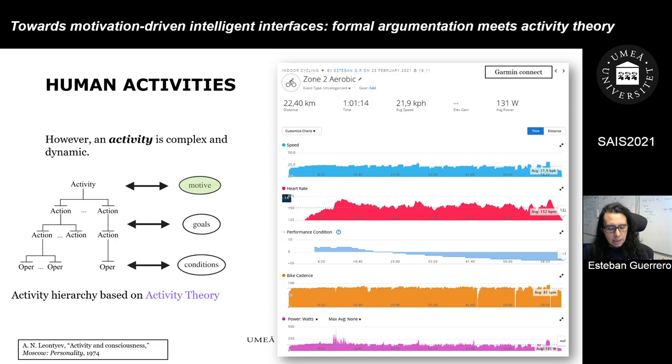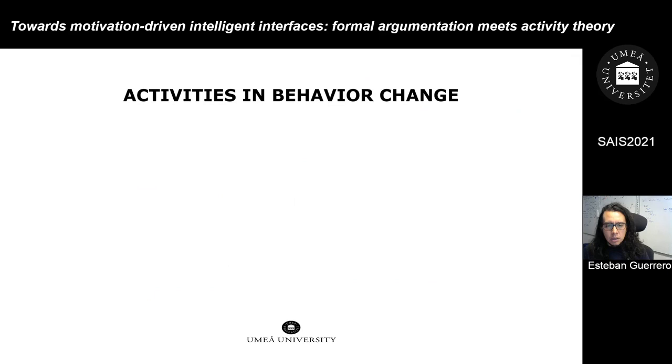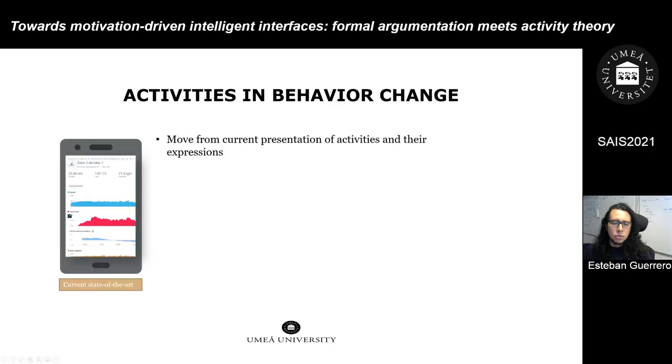The motives behind my cycling are totally different than the motivation behind the cycling of an elite cyclist. So we start from a context of behavioral change, where it's important to capture the timeline, the change of these activities over time. We start from the current state of the art, which analyzes these expressions, but also integrates the motives behind an activity.